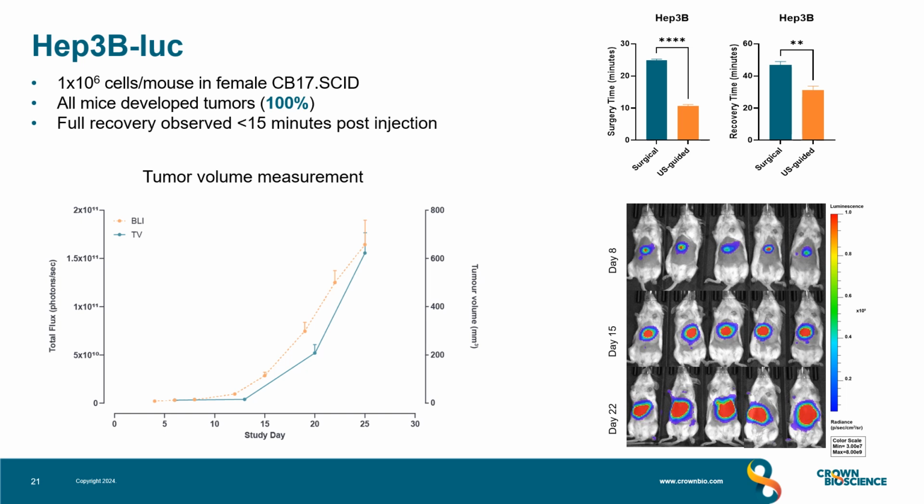We can also take similar approaches for orthotopic implantation into the liver. And this slide is showing some examples of our HEP3B luciferase orthotopic model. In this case, 1 million cells were implanted into female CB17 SCID mice. And like our pancreatic model, 100% of mice developed tumour. And as mentioned before, we saw very fast recovery of the mice from the implantation. So really, within 10 to 15 minutes, the mice were fully recovered from the procedure.